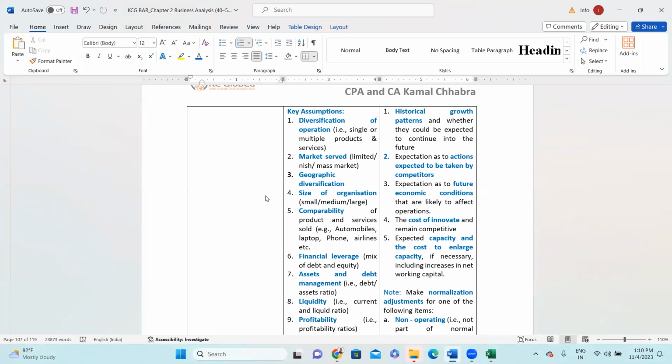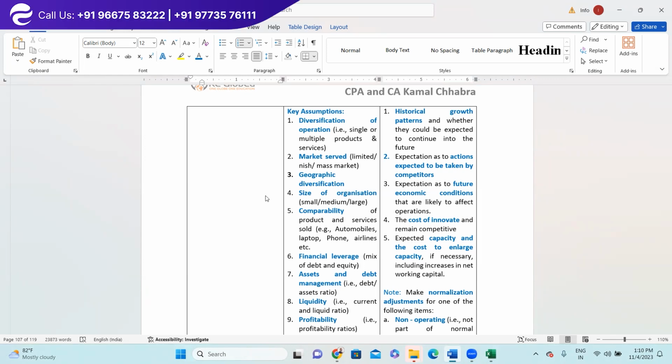The cost of innovation and remaining competitive. So that is very important. Be innovative, but at the same time, keep yourself competitive as well. Right? The cost of expected capacity and the cost to enlarge capacity if necessary, including increase in net working capital. Right?